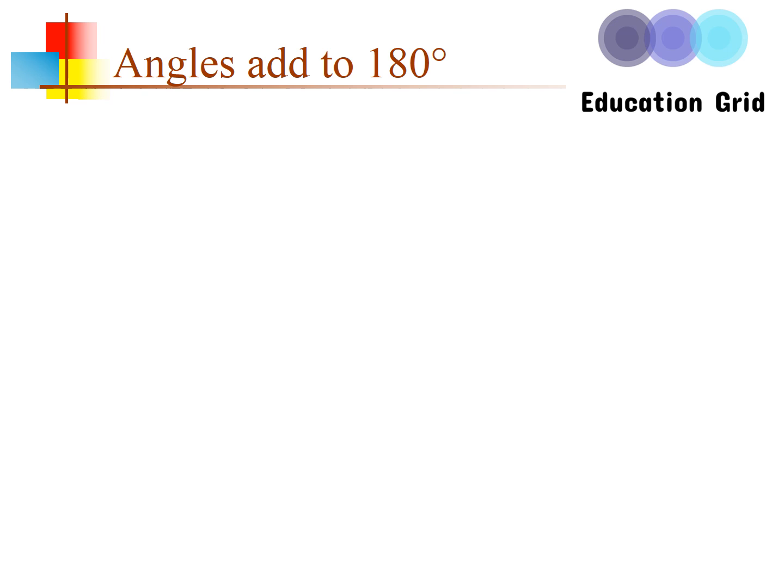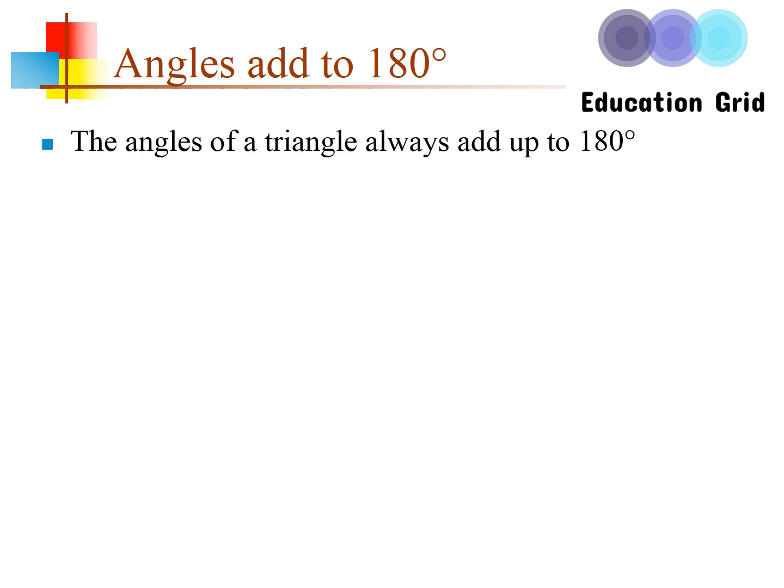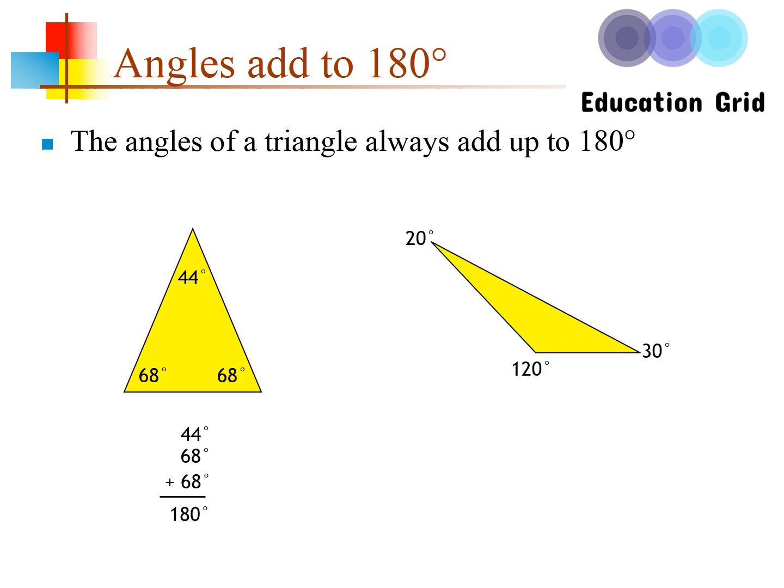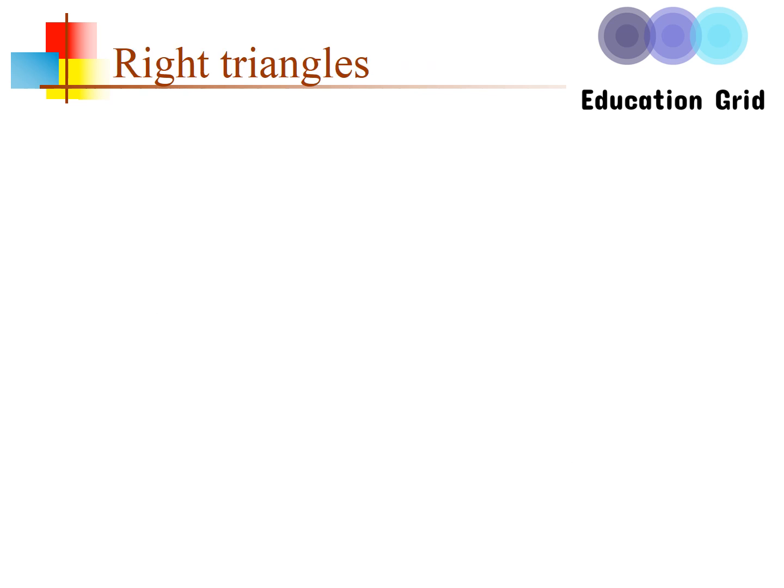Now, a little introduction before we move on to the actual trigonometry part. We all know that the angles of a triangle always add up to 180 degrees. So here we have examples of two triangles, one with acute angles, one with one of the angles obtuse, and we see that all the angles sum up to 180 degrees. If it is not 180 degrees, it is not a triangle.